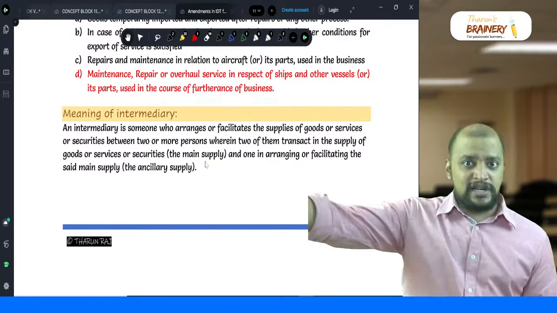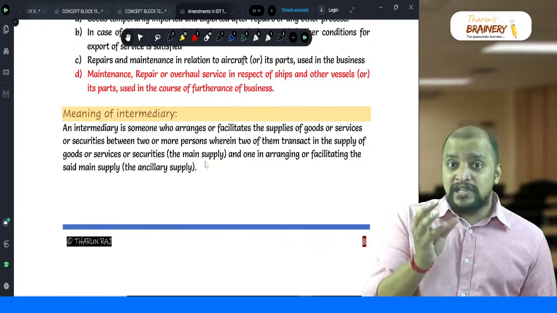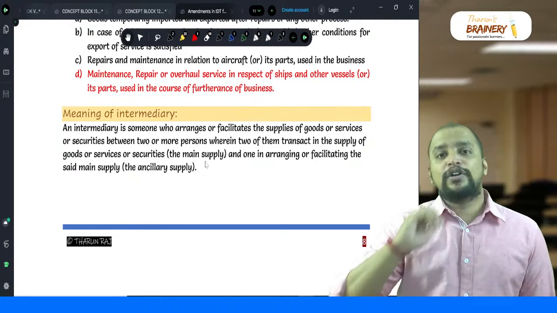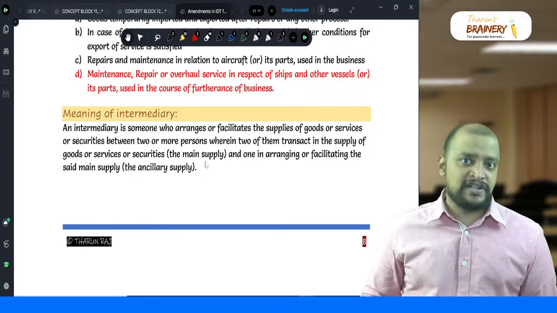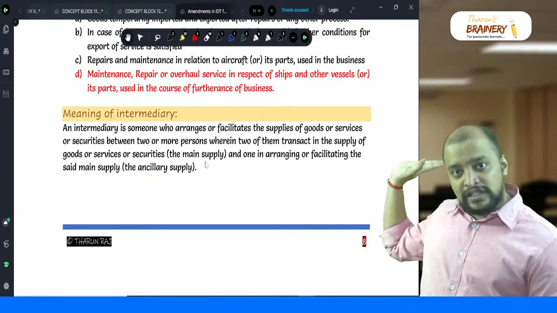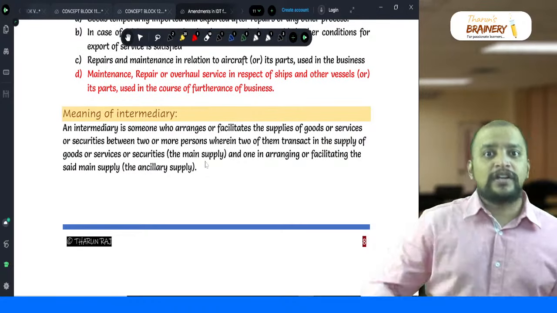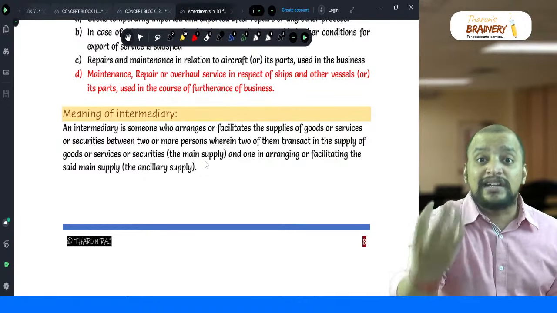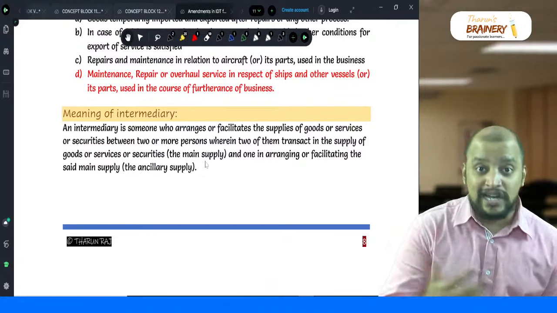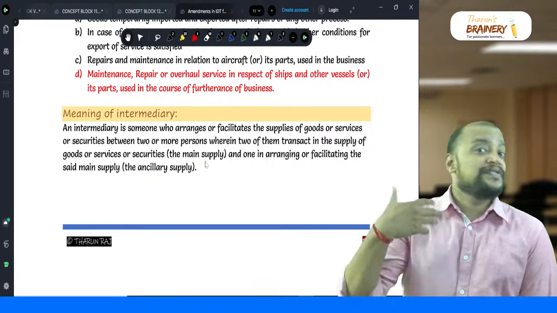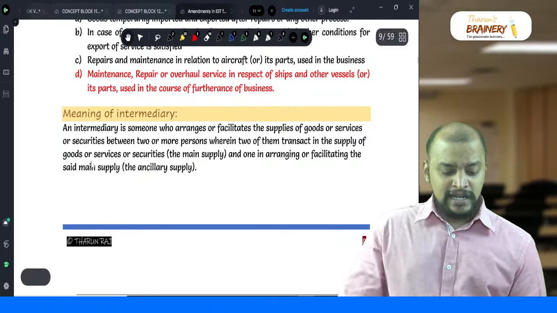There is a main transaction between the supplier and recipient. An intermediary is one who arranges or facilitates the transaction, and only he will be called an intermediary. For example, I enter into a contract with you to provide the services and I outsource it to some other person. That person is not called intermediary services. That will be normal only. But if I enter into a contract with you and it is mediated through one person who arranges or facilitates the transaction in securities, goods or services, that person is called an intermediary. Okay. That is this. Next.